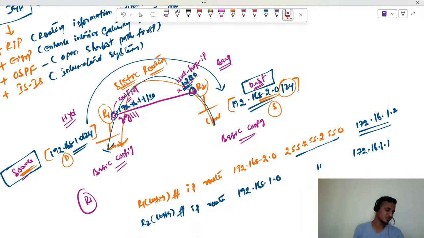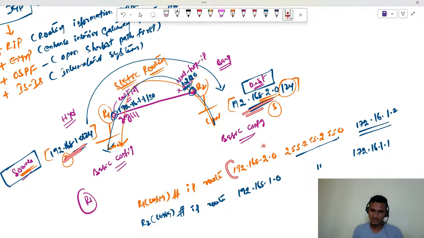So what is the takeaway point from here? From the previous slides we already discussed, right, guys? The network engineer or the network administrator is going to configure the static routing protocol. To configure static routing, the network engineer or the administrator should know the destination network information.